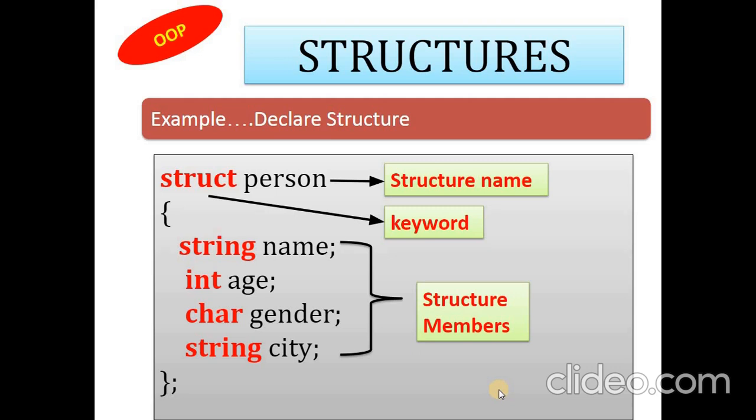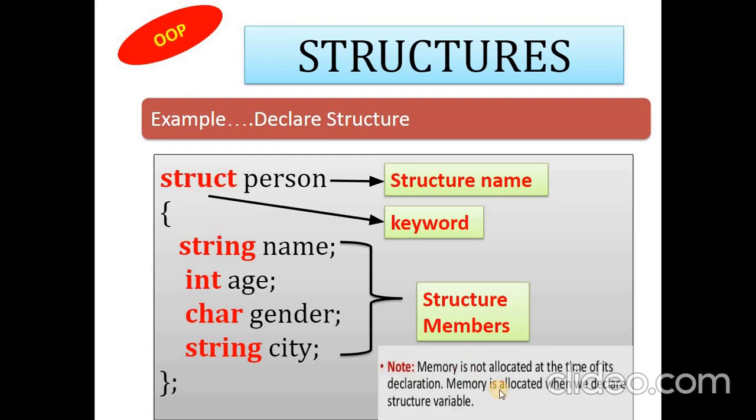Now after declaring a structure, the second step is to declare the structure variable. A structure variable is declared in two ways, as we are going to see. Note that memory is not allocated to the structure at the time of its declaration, but memory is allocated when we declare a structure variable. So when you declare a structure, memory is not allocated, but when you declare a structure variable, memory is allocated. We will now see how to declare the structure variable. As discussed, there are two ways.